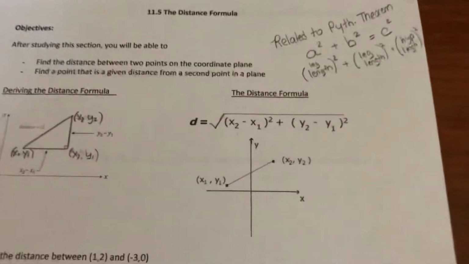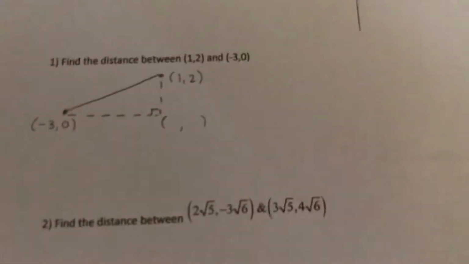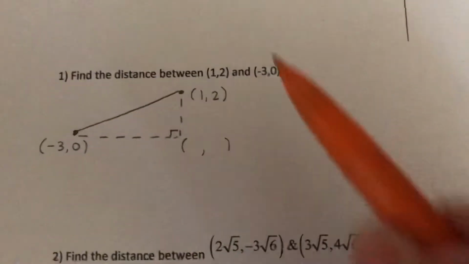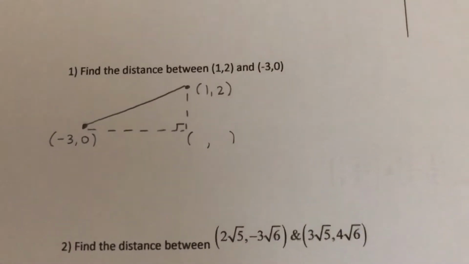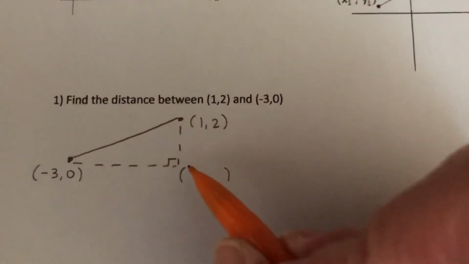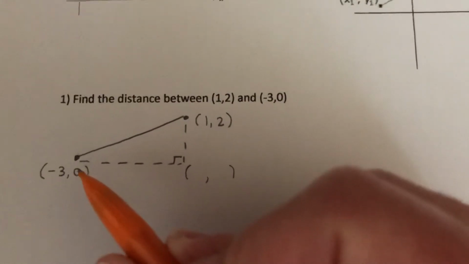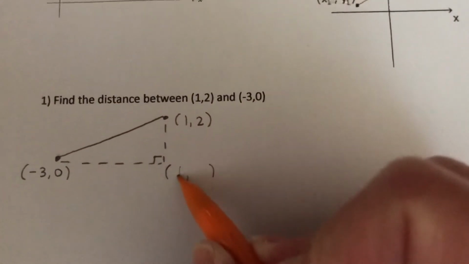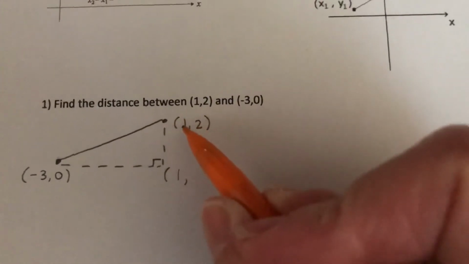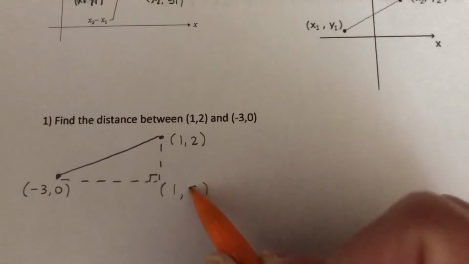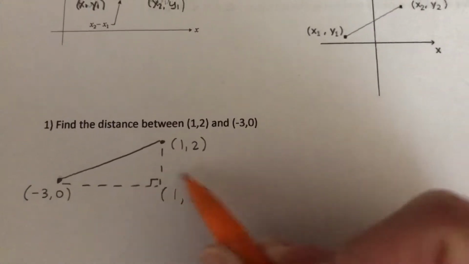So let's get started on this first example here. We want to find the distance between the points 1, 2, and negative 3, 0. I made a little sketch here of what that would look like. I want to just show how the Pythagorean theorem comes into play a little bit. If I were to get the coordinates for this point here, the x value would be the same as the point right above it. The height would be the same as that point negative 3, 0. So this point would be 1, 0.